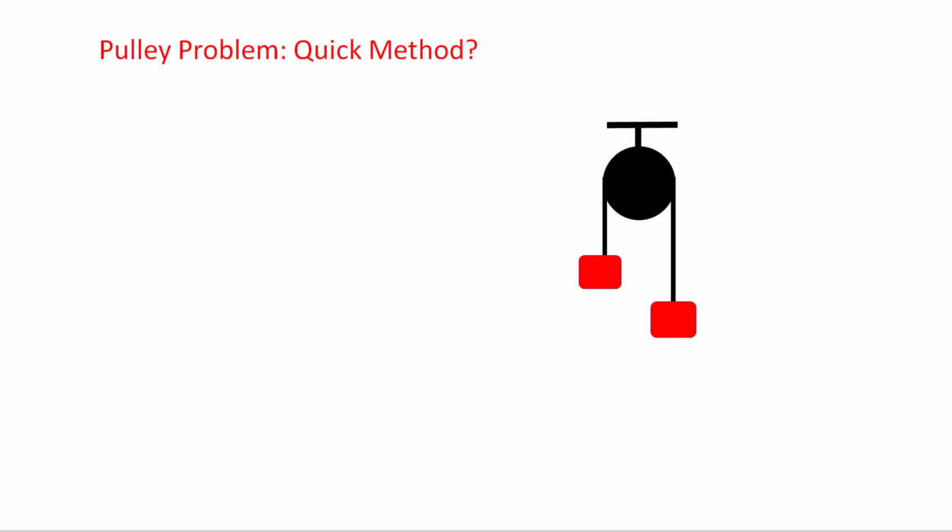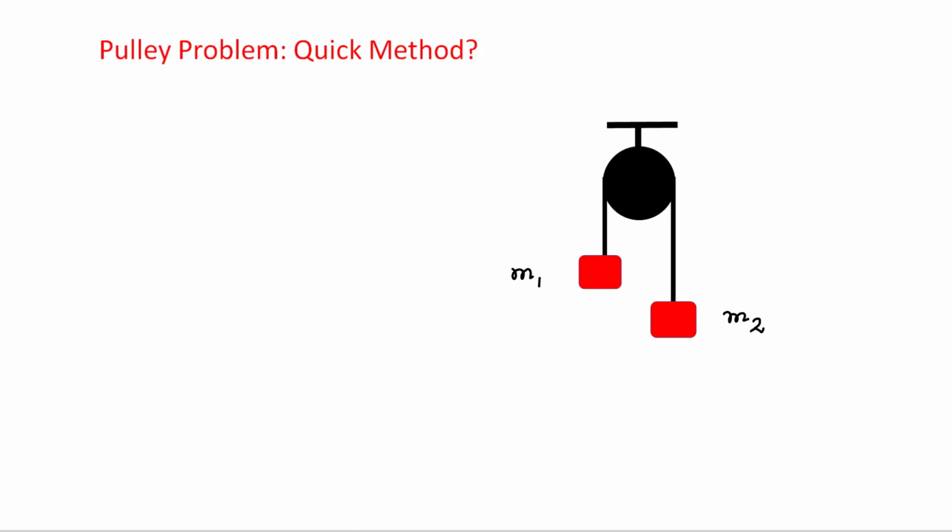Hello friends. So in this video I will show you how you can solve a pulley problem very quickly. So let's say I have a pulley system here and the mass of this block is M1 and mass of this block is M2. And there is a rope and there is a pulley, and in this kind of problem we have to find two things.